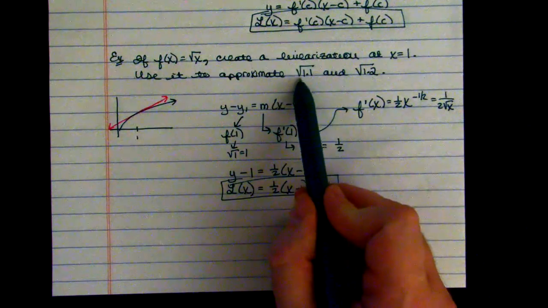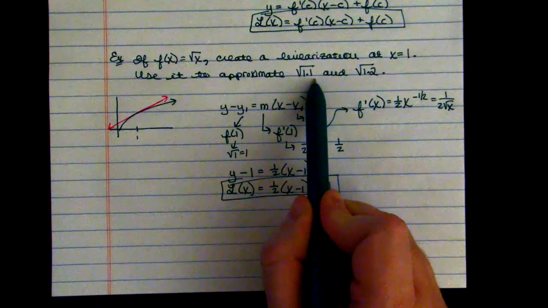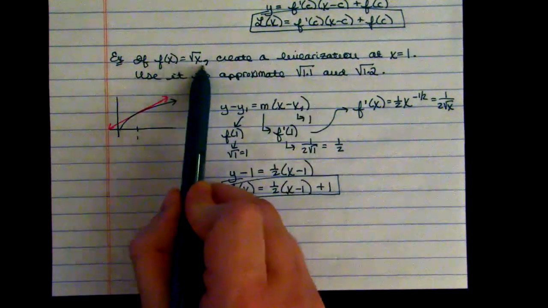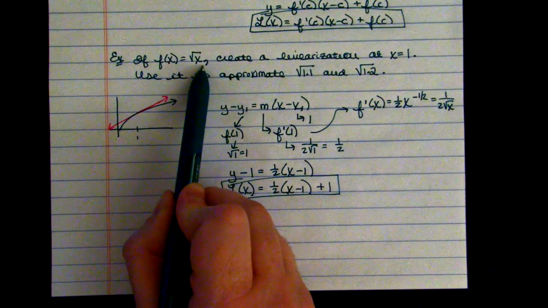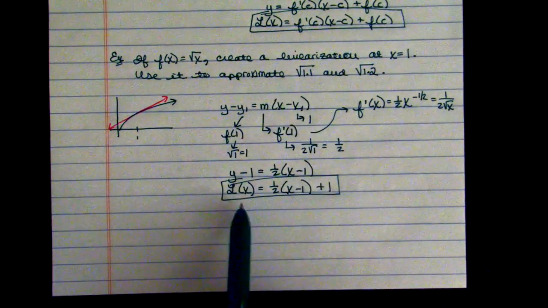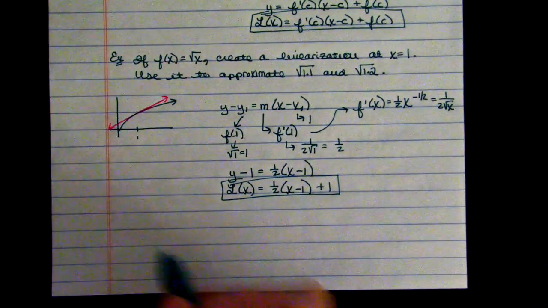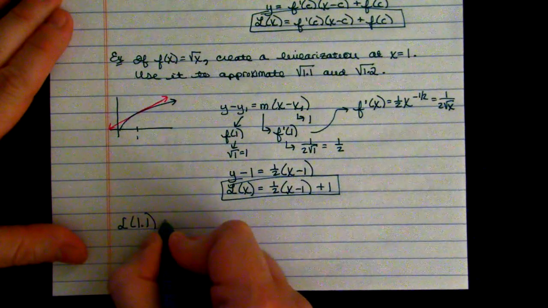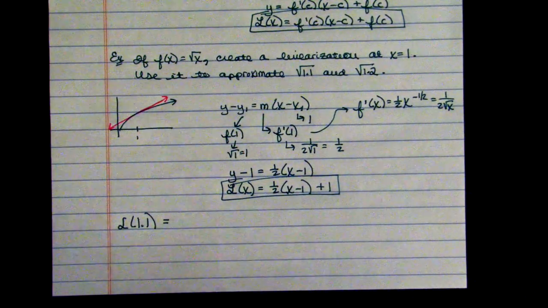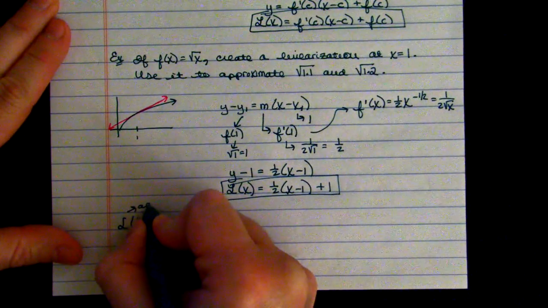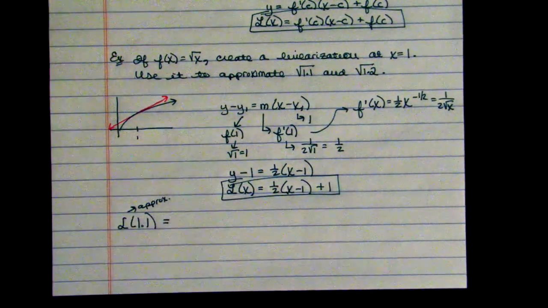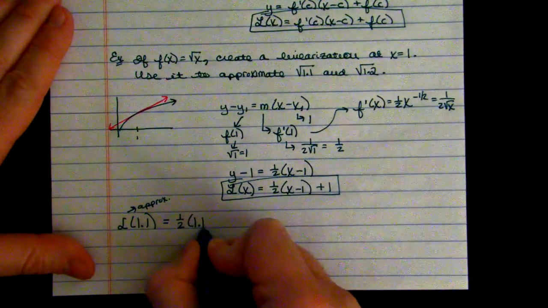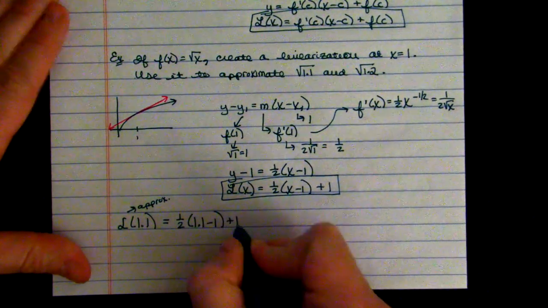If I want to approximate the square root of 1.1, well, it's like I'm going to plug 1.1 into this function over here to get the actual value of the square root of 1.1. So I'm going to plug 1.1 into my linearization to get an approximation. The linearization at 1.1 is going to equal, and again, this is just an approximation that I'm using, 1/2 times 1.1 minus 1 plus 1.